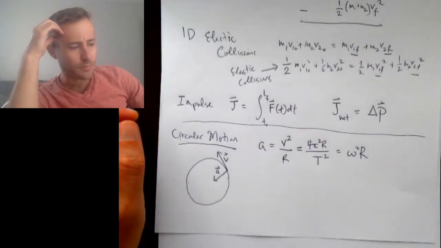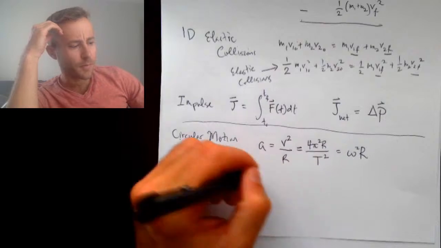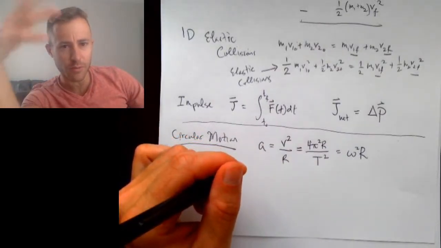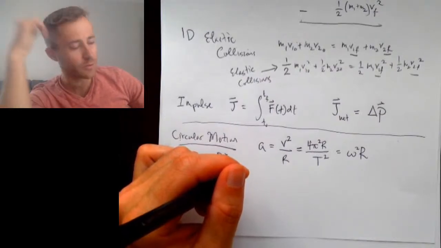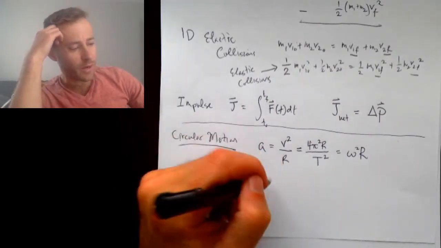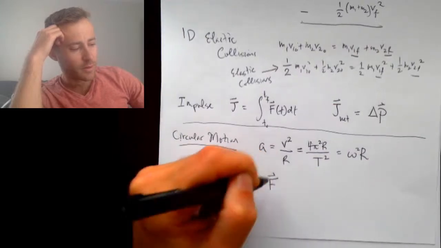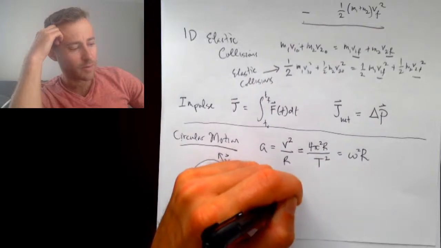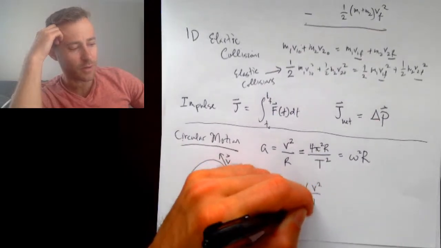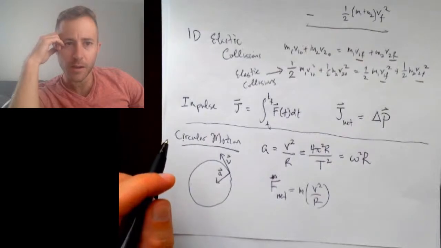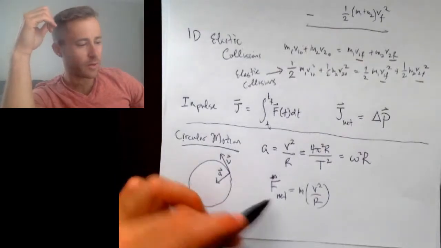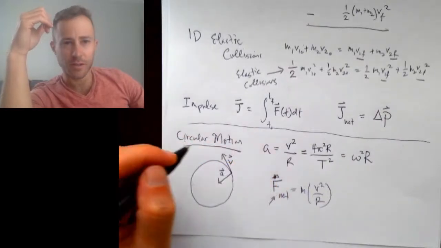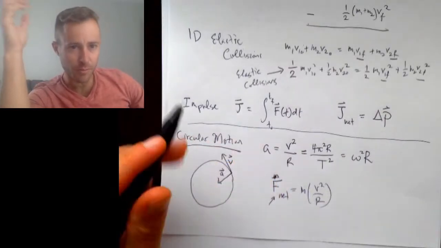Now, Newton's second law is equally valid for circular motion as it is for linear motion. So we could have net force equals m v squared over r. So that would indicate Newton's second law being used in circular motion. And in that case, this would be called the centripetal force.